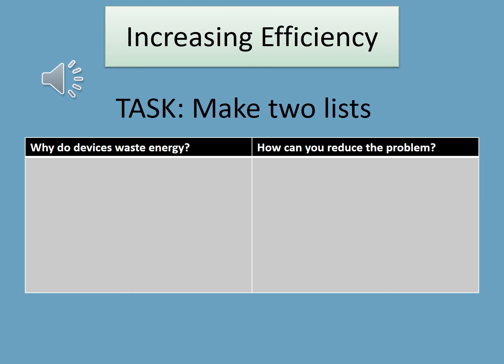So let's get thinking now. Let's think how we could increase the efficiency of a device. So why do devices waste energy, first of all? And then how could you possibly reduce that problem or that issue to make your piece of equipment more efficient? I want you to make a little table or two lists of why they'd waste energy and how you could make that better.